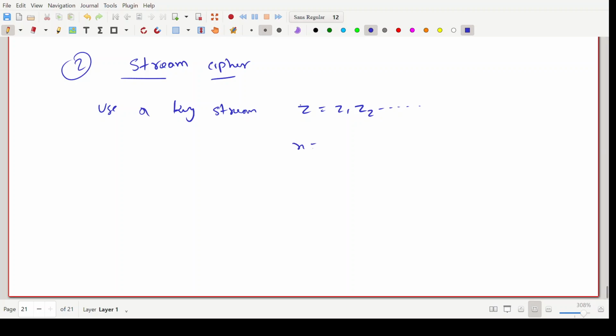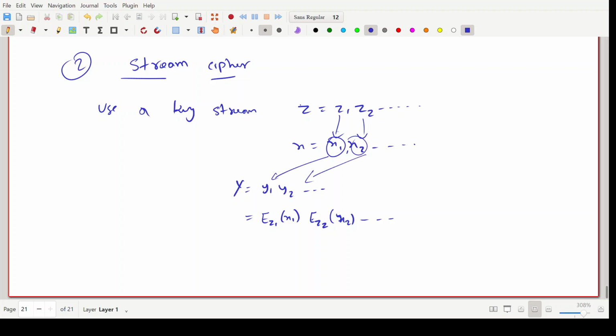So suppose my plain text x is say x1, x2, and so on. Then encryption will be your ciphertext y equal to y1, y2, and so on. y1 is just encryption with z1 of the plain text x1, then with respect to z2, x2, and so on. That means x1 is encrypted by z1, x2 is encrypted by z2, and you'll be getting your ciphertext y1, y2. So here I'm not going to divide it in blocks. I'll be generating this key stream and then I'm going to do the encryption.